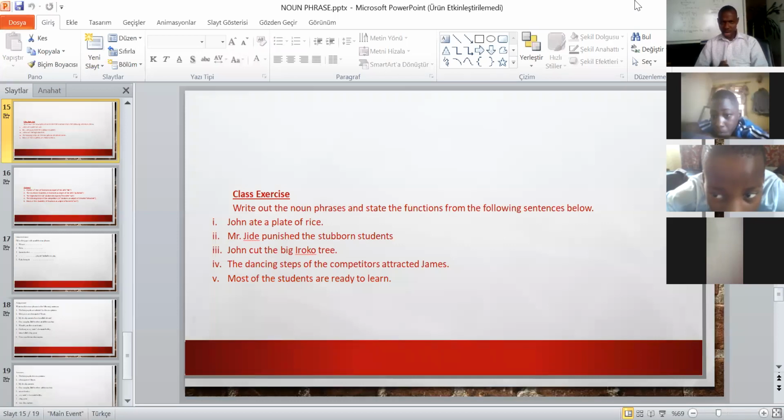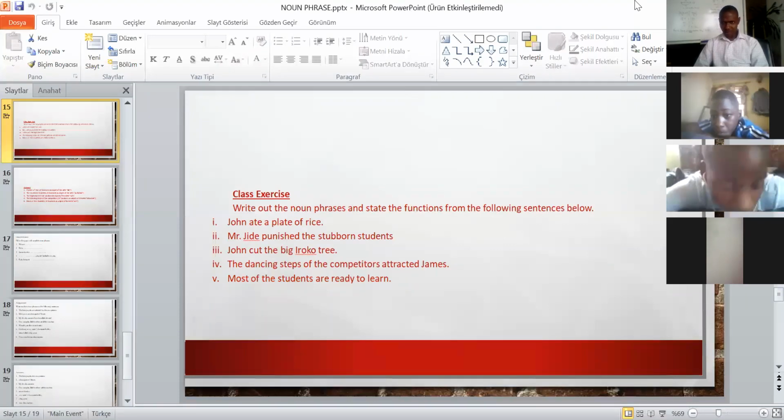Most of the students are ready to learn. What is the noun phrase there, Araolua? Okay, Sophia is also correct. The computers are attracted, no, Sophia, you're not correct. The dancing steps. What about the article? Okay, the dancing steps of the competitors. Now, let's go into number five.